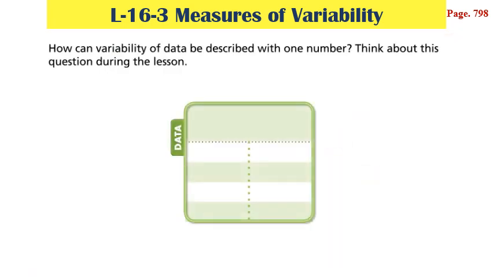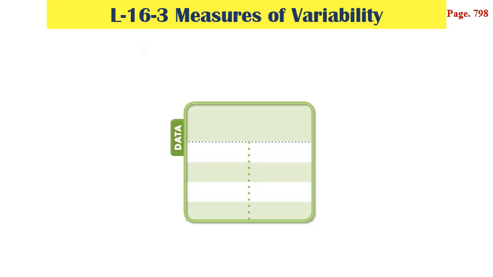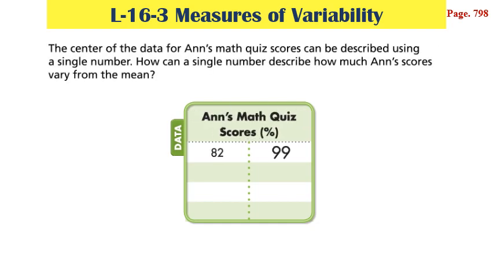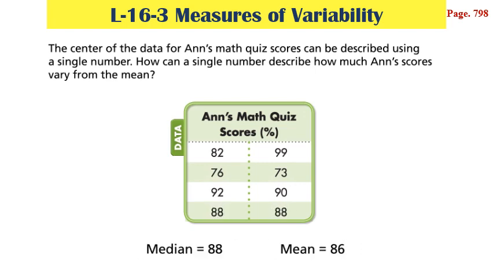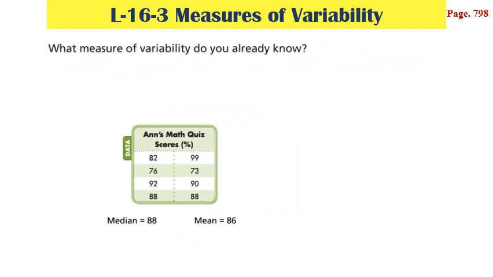How can variability of data be described with one number? Think about this question during the lesson. The center of the data for Anne's math quiz scores can be described using a single number. How can a single number describe how much Anne's scores vary from the mean? What measure of variability do you already know?